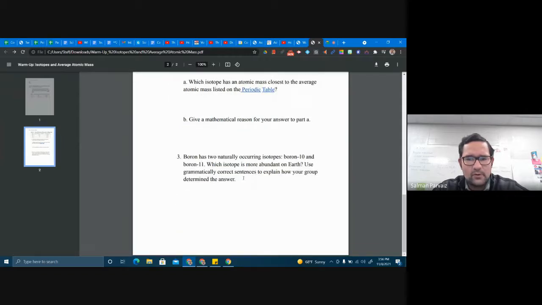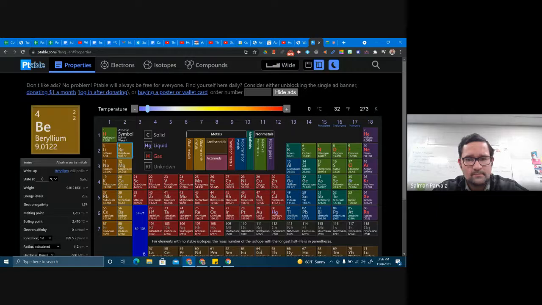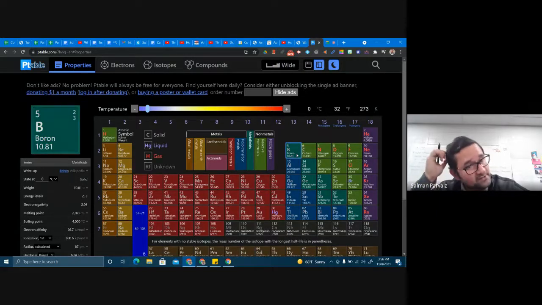Same thing for boron. Boron has two naturally occurring isotopes, boron 10 and boron 11. If you go to the periodic table and you pull up boron, so boron's average atomic mass is 10.81. So if boron has two isotopes, one of them is boron 10 and the other is boron 11, then which one is found more abundant in nature? Well, it's boron 11.